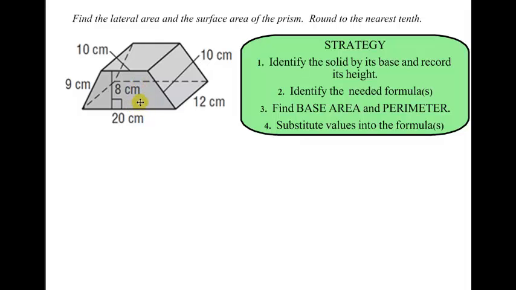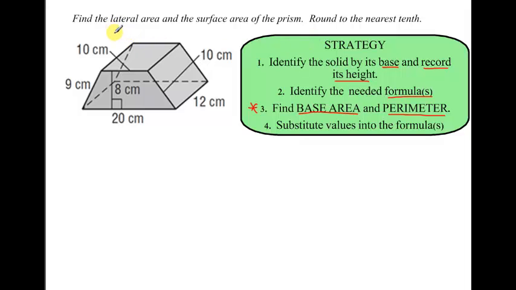So the first thing you have to do is identify the solid that you're using by its base, and then also record the height of it. Second, you need to identify which formula you need. Are you doing lateral area? Are you doing surface area? Even volume is going to come up later. Then the biggest work comes in step 3. This is the most work you're going to have to do. Find the base area and the perimeter. And once you have that, you're going to be able to substitute those values right into the formula. So let's go through the strategy with this example.